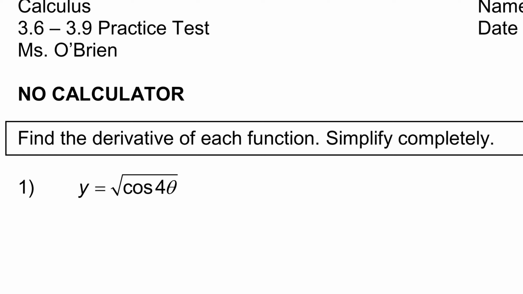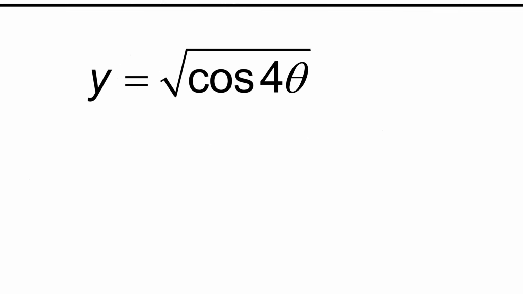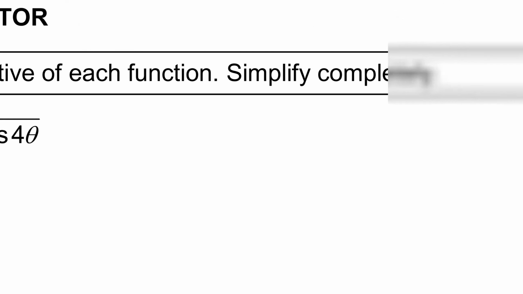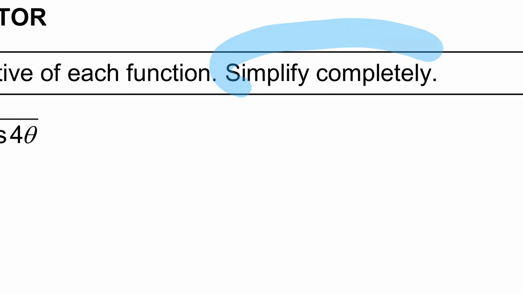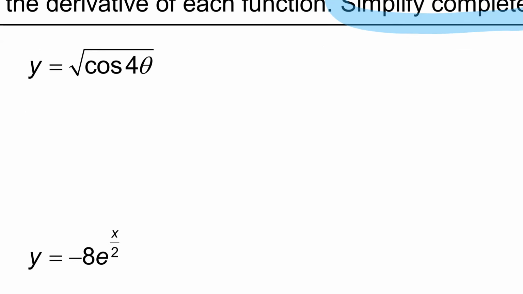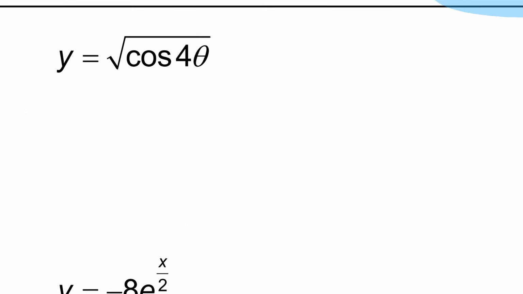All right. So after the test, we're reviewing for the semester final. Chapter 1, Chapter 2, first half Chapter 3, second half Chapter 3. That's 4 days of review. Okay. Let's do number 1. Y equals square root of cosine to the 4 theta. So, what are we trying to do? Find the derivative of each function. Simplify completely. You must completely simplify. If you don't completely simplify, you'll get points off.